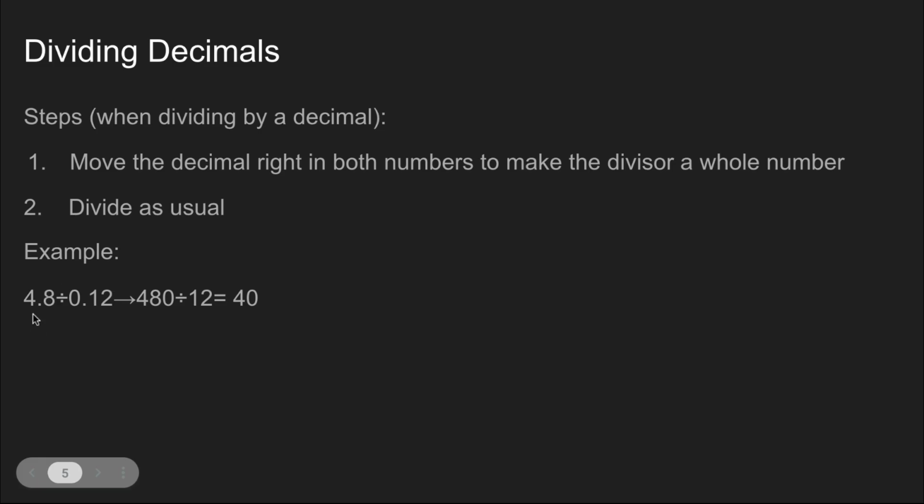So now if you move the decimal point here 2 to the right, you'd have 480. If you move here, you would have 12. Now you'd do 480 divided by 12, and you'd get 40. That's it. You don't need to move the decimal back. Just do this, and your answer is 40.